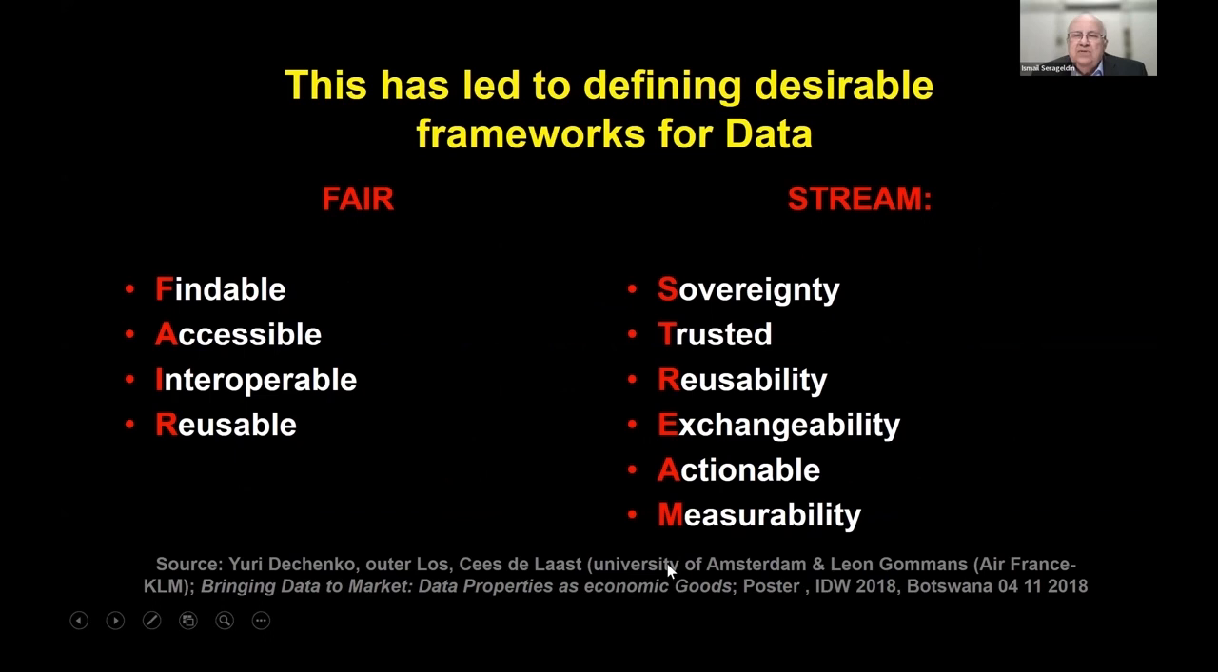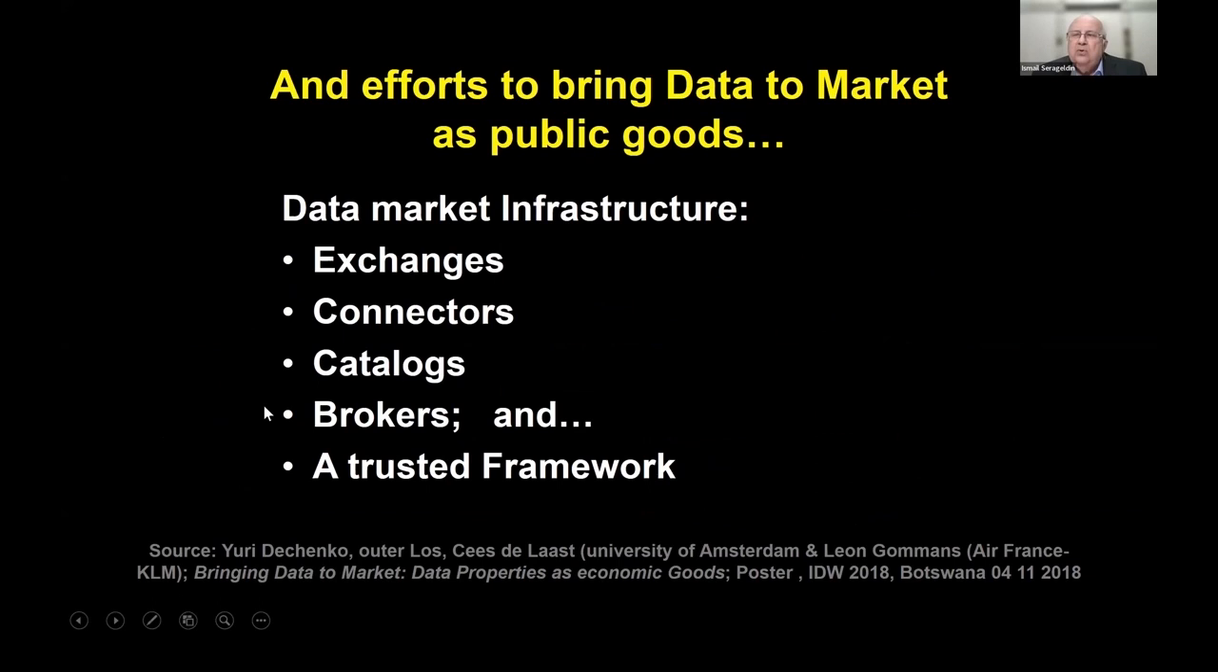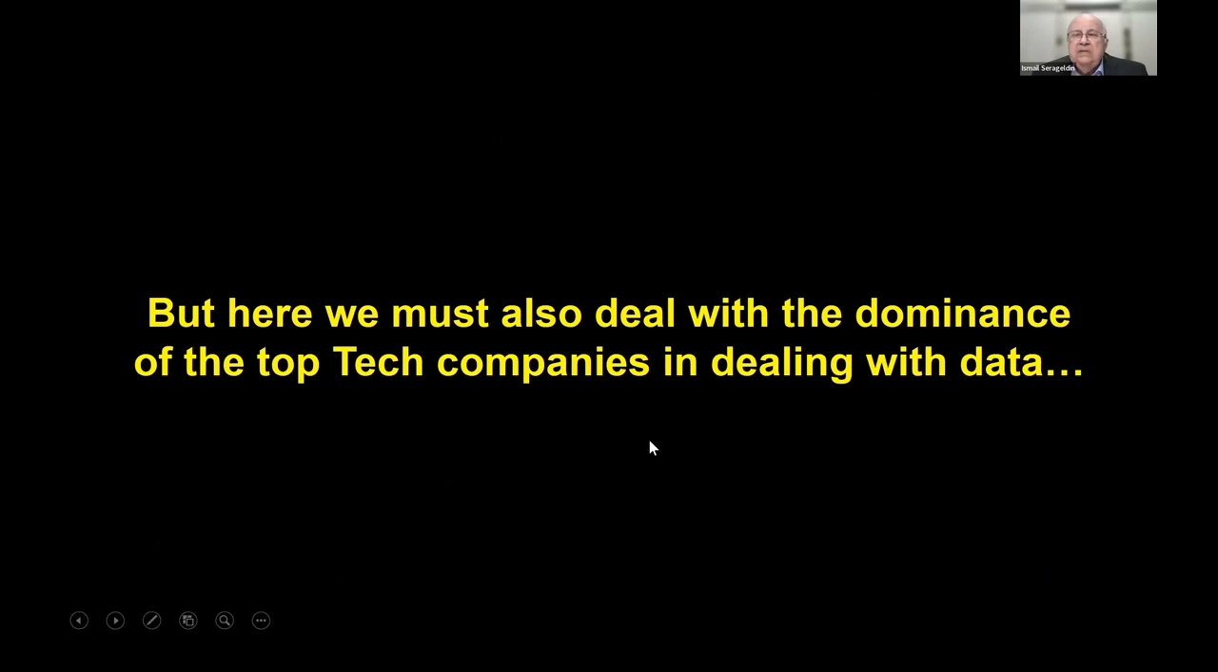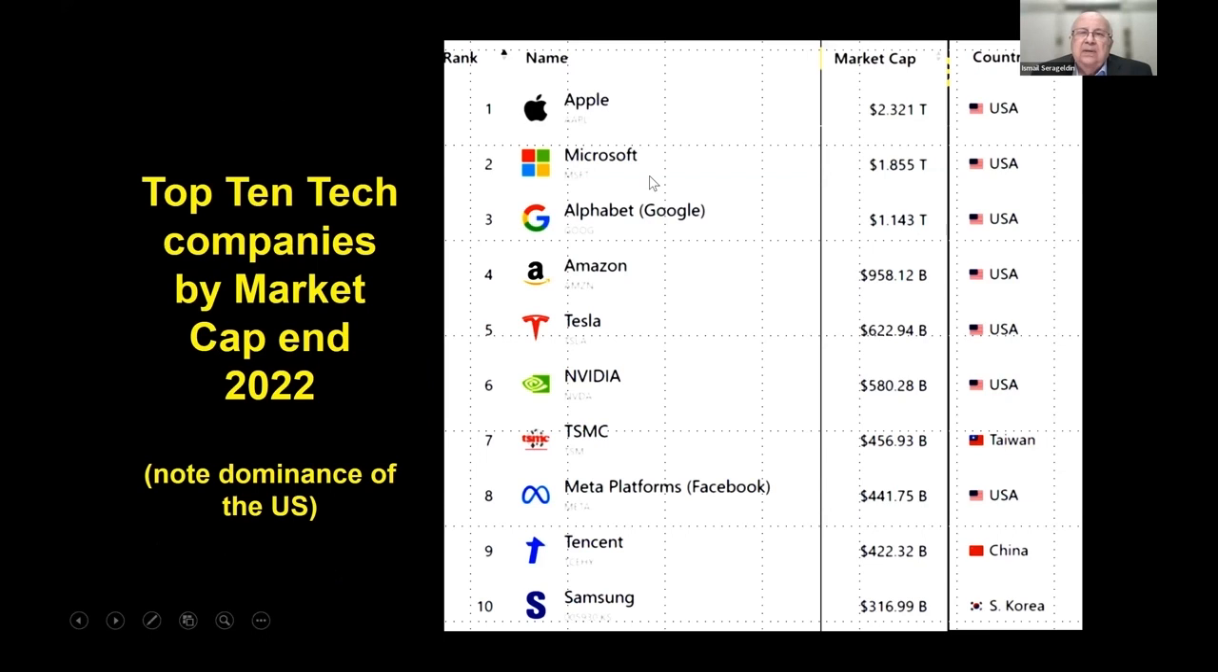And we're saying, you know, we need to turn it into a public goods commodity, and that requires exchanges, connectors, catalogs, brokers, and a market infrastructure for the handling of such data. But here, we must deal with a new reality, which is the large tech companies. Look at the top tech companies in the world, Apple, Microsoft, Alphabet, Amazon, Tesla, etc. They are almost all American, actually, and they have a fundamental, huge control in terms of the access to the global market of information.